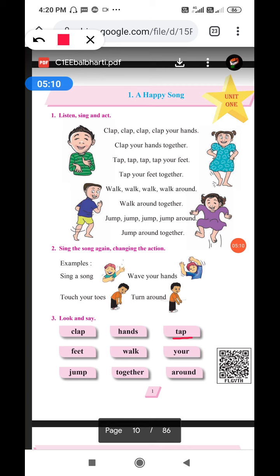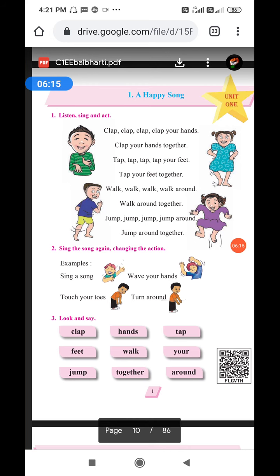T-A-P, tap. Tap means आप कोई भी चीज़ से tap करते हो, जैसे अपने हाथ से tap करते हो, legs से tap करते हो, पैर से आप tap करते हो ना floors को, that is tap. F-E-E-T, feet. What does the feet mean? Yes, आपके जो feet है ना, legs के, पैर के, that is the feet. W-A-L-K, walk. What does the walk mean? चलना, हम चलते हैं ना, that is called walk. Y-O-U-R, your. What does it mean, your? मतलब आपका. J-U-M-P, jump. Jump means कूदना. T-O-G-E-T-H-E-R, together. मतलब साथ में मिलके करना. A-R-O-U-N-D, around. What does it mean? Around means आपके आसपास.